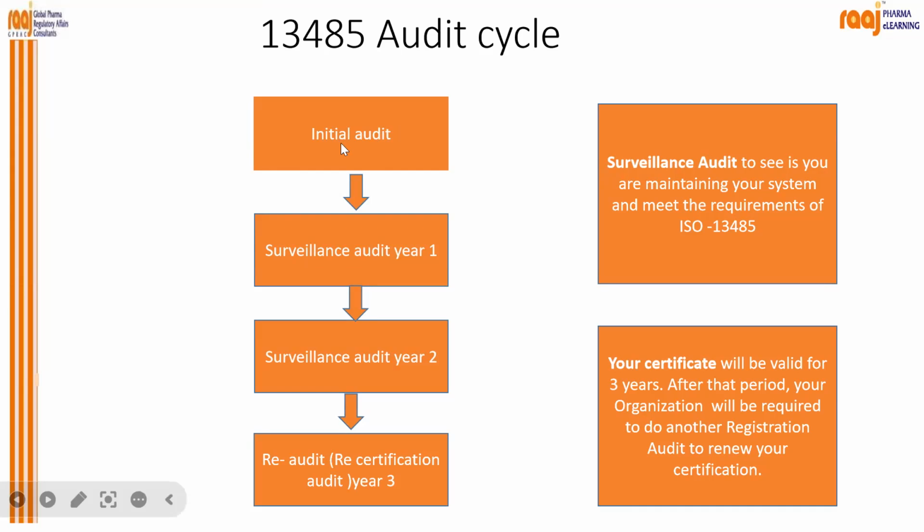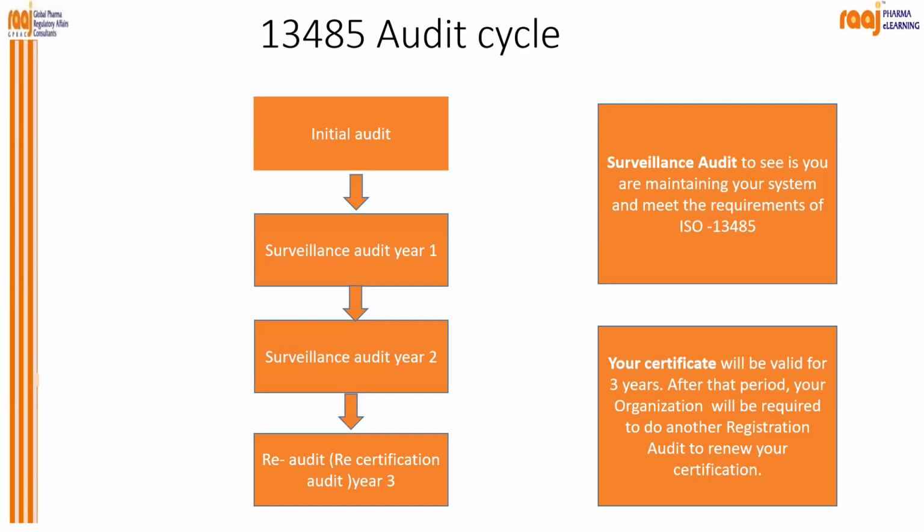The initial audit is always divided into stage 1 and stage 2 audit, and then you get the certification. After certification, there will be a surveillance audit in year 1 and year 2, and in year 3 it goes as a renewal, that is recertification. What is checked in stage 1? They see whether you are prepared with all the documentation to face the stage 2 audit. Stage 2 audit is where we have to demonstrate.